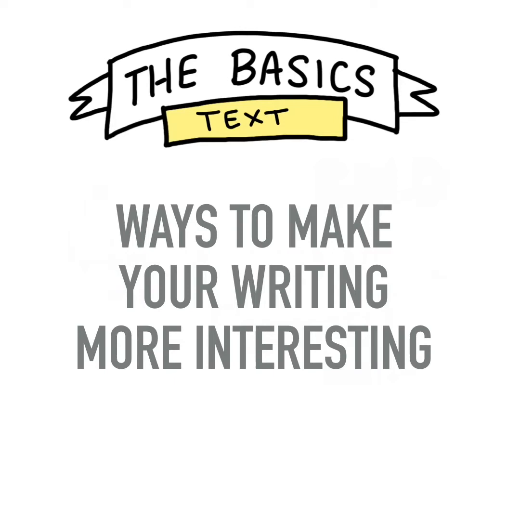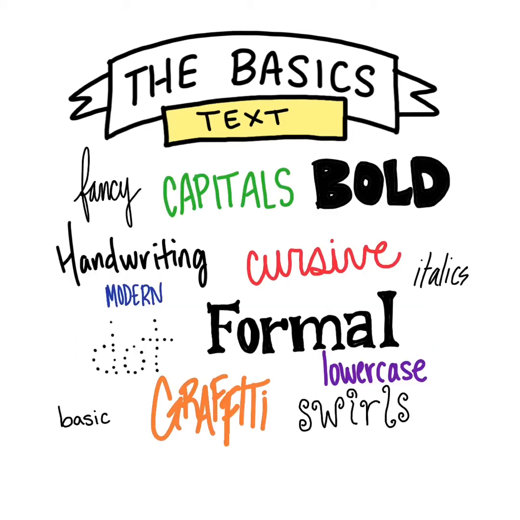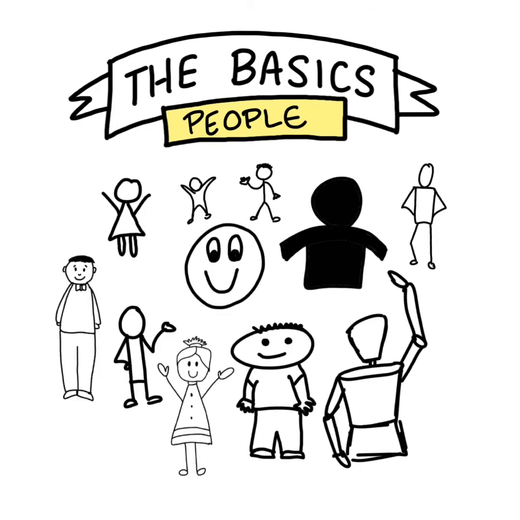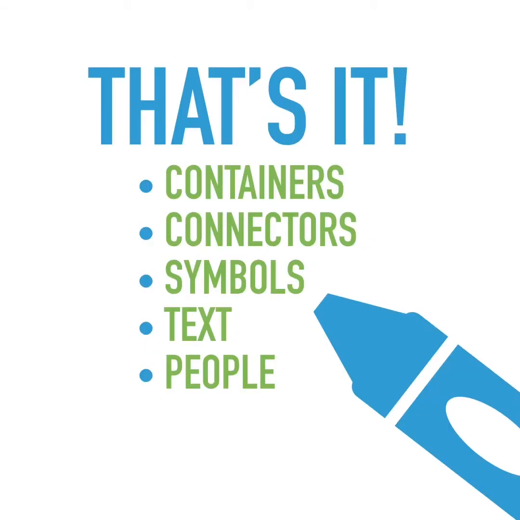Next, we add text. We want to think of ways to make our writing more interesting. This can be done through finding a variety of ways to write your words. And last, people. Represent people in your sketch notes. There are many ways to draw people, and these are a few of my favorites. That's it. Containers, connectors, symbols, text, and people.